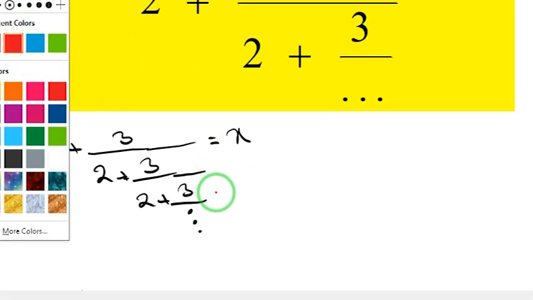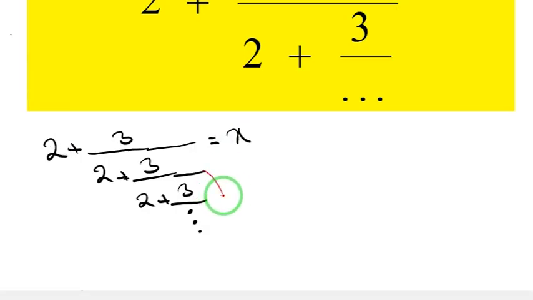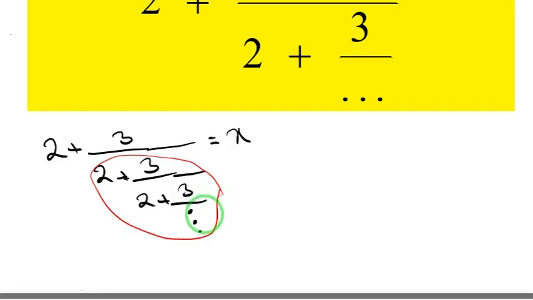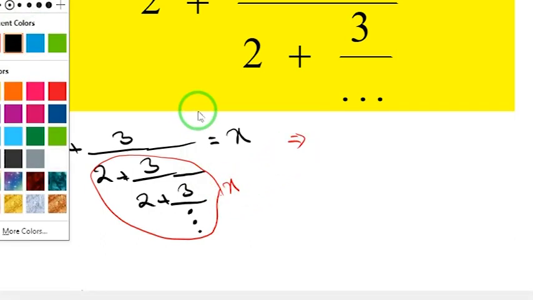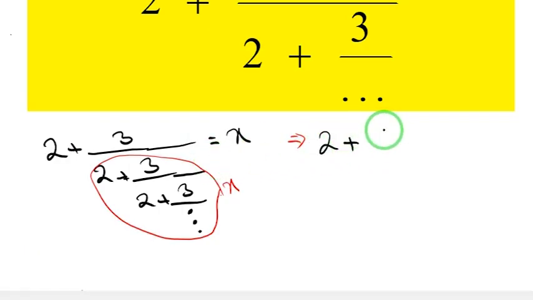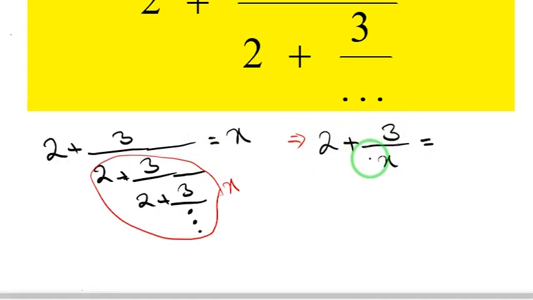Then, because the denominator of this fraction is repeated infinitely, when we ignore one of them there is no difference from the original, because it is repeated infinitely or unlimitedly. So we conclude that the denominator is also x here. Then we can write 2 plus 3 over x equal to x.